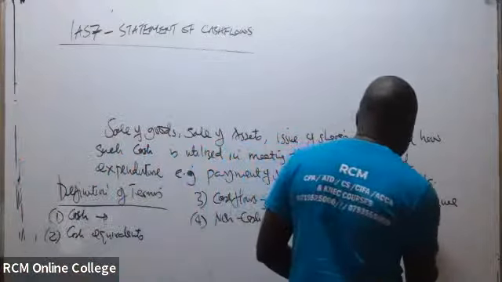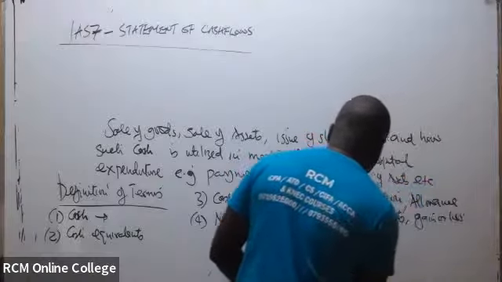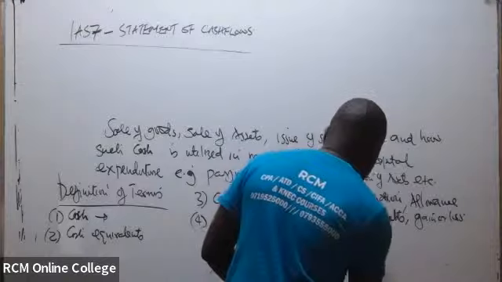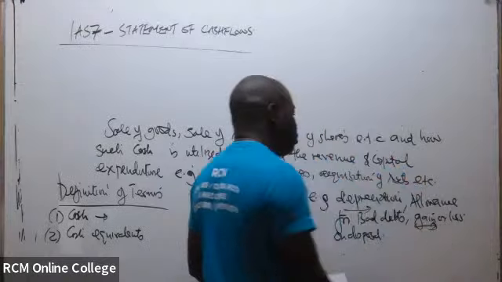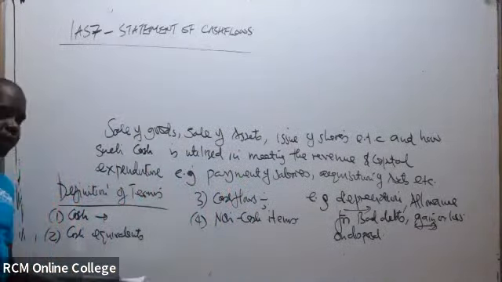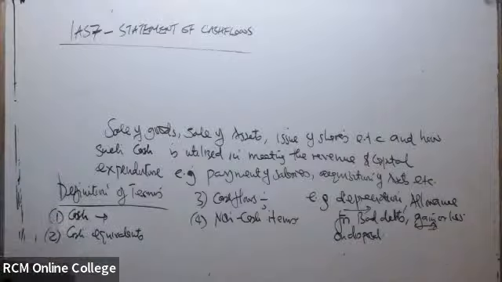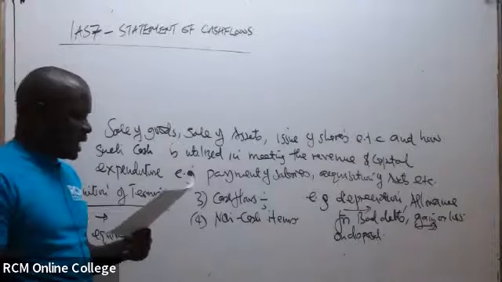Gain or loss on disposal. For example, with a gain, you end up having to recognize it as an income. And the loss, you end up having to recognize it as what? As an expense. So that's what will happen with those ones. We call them non-cash items.